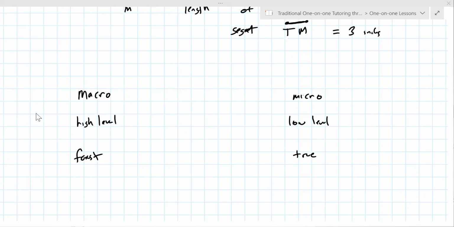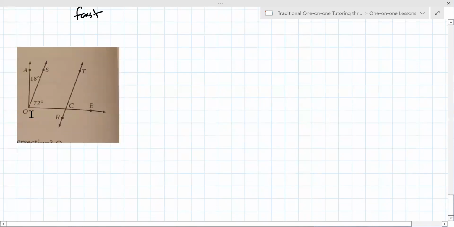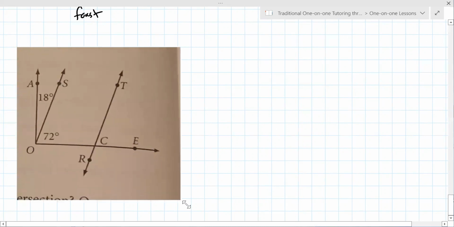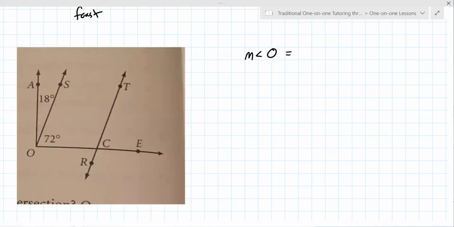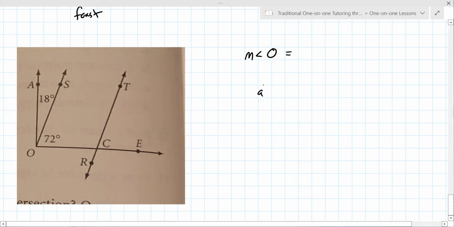Let me grab another angle picture here for us to look at. This is a deceptive question I'm about to ask you. What is the measure of angle O? I'll give you a moment to see if you can figure that out. Let me give you some multiple choice here. These are all wrong: 18, 72, 90, cannot be determined.